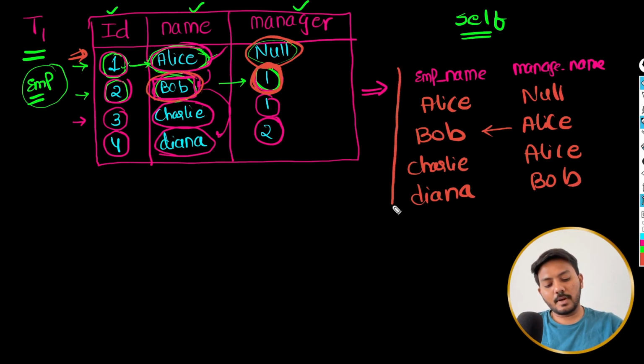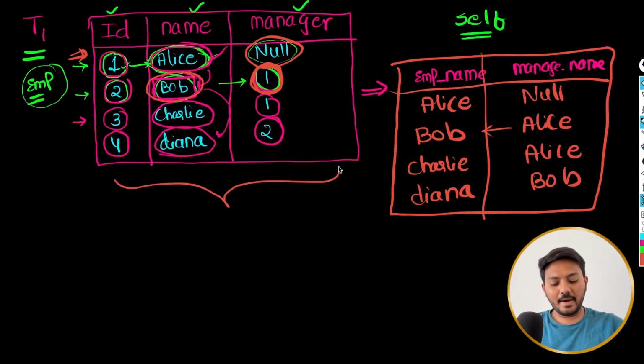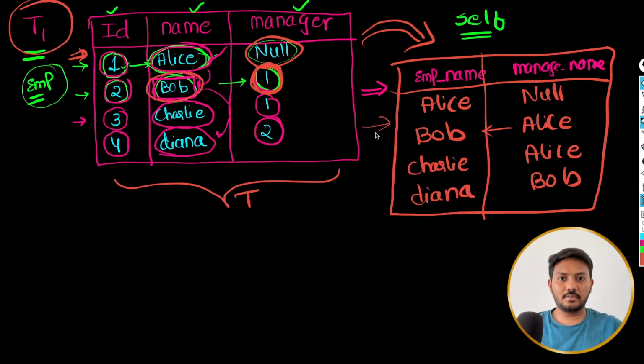So let's assume I want to extract something like this. And if you look at it clearly, I have this information inside my table T1. So there is no need of me looking at any other table because all the information that we need to extract is present inside my table T1. So how can I extract this information? That is where self join will help you.